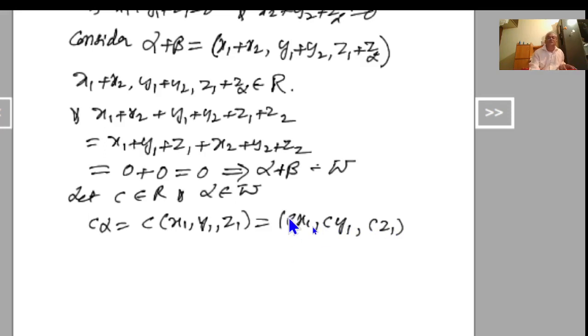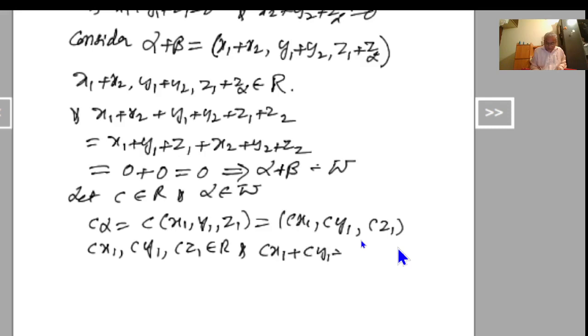Now here C belongs to R, x1 belongs to R, so Cx1 belongs to R, it is a real number. C belongs to R, y1 belongs to R, Cy1 belongs to R. C belongs to R, z1 belongs to R, therefore Cz1 belongs to R. That is, Cx1, Cy1, Cz1 belong to R and I have to prove that their sum is equal to 0. That is, Cx1 plus Cy1 plus Cz1 is equal to 0, I have to prove.